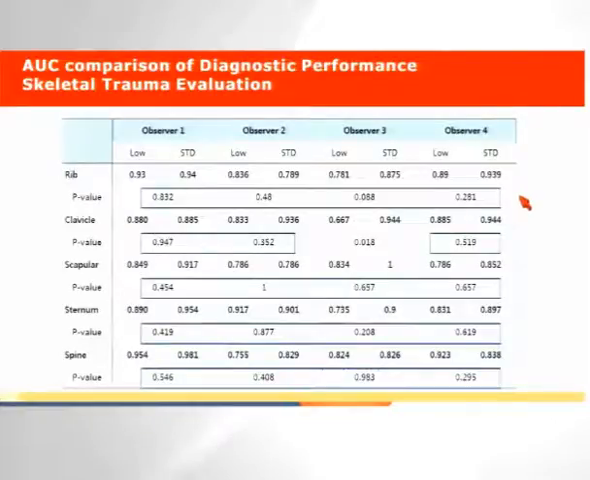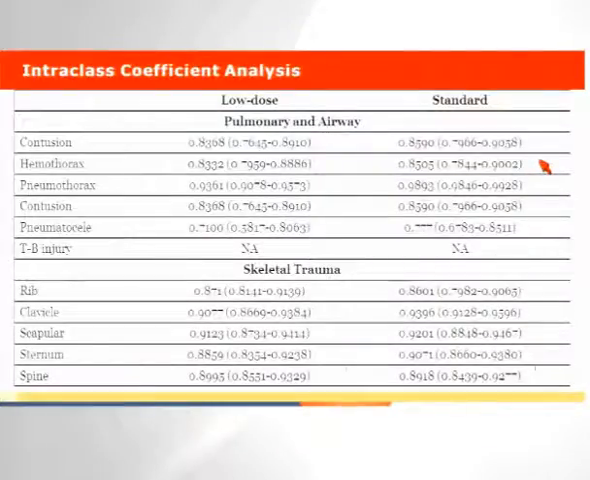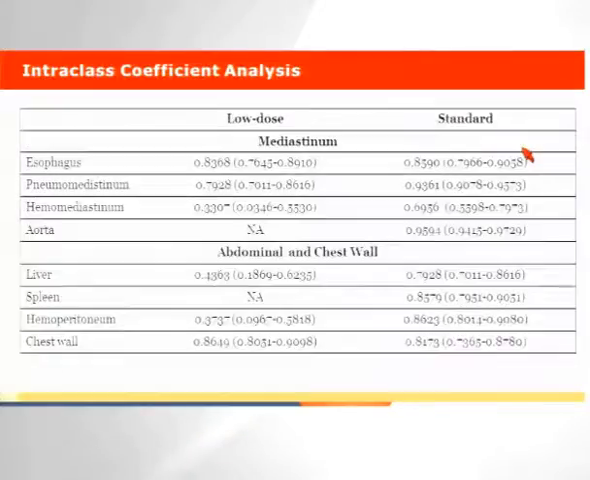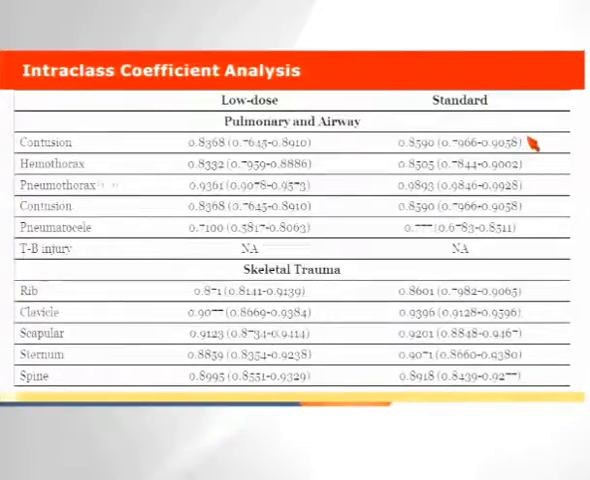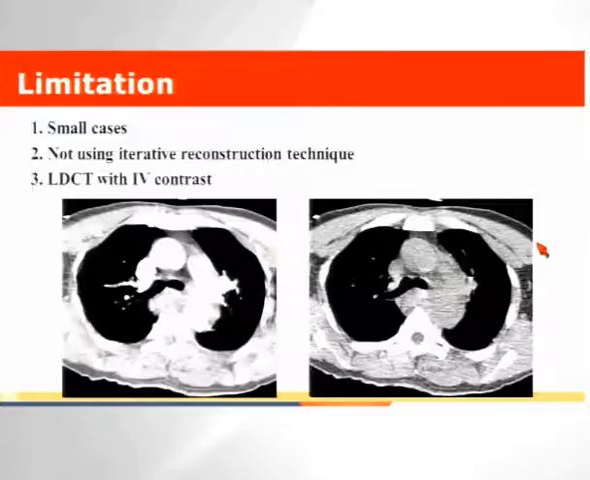Our comparison analysis revealed that there is no significant difference of diagnostic performance in pulmonary injury and all skeletal trauma, hemothorax, and chest wall injury. This result corresponds with our expectation that low-dose CT scan would show good diagnostic performance in traumatic injury except vascular injury and abdominal solid organ injuries. Intra-class coefficient analysis showed moderate to substantial agreement in traumatic injury, except also in aortic injury and abdominal solid organ injuries.